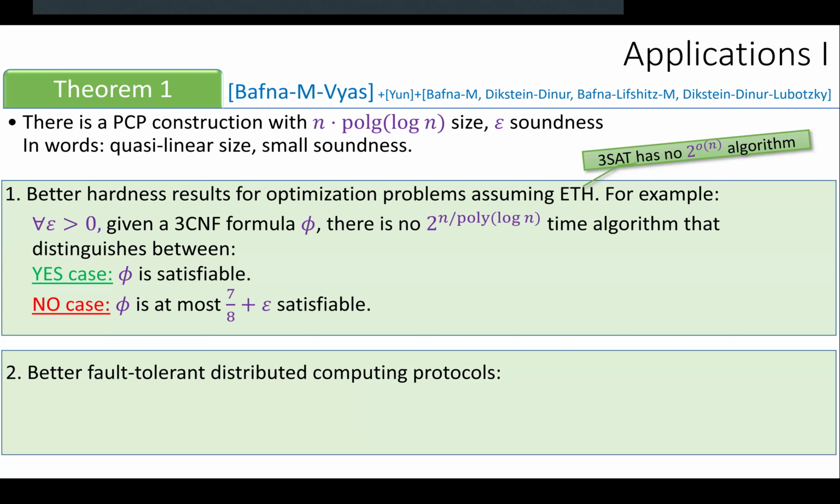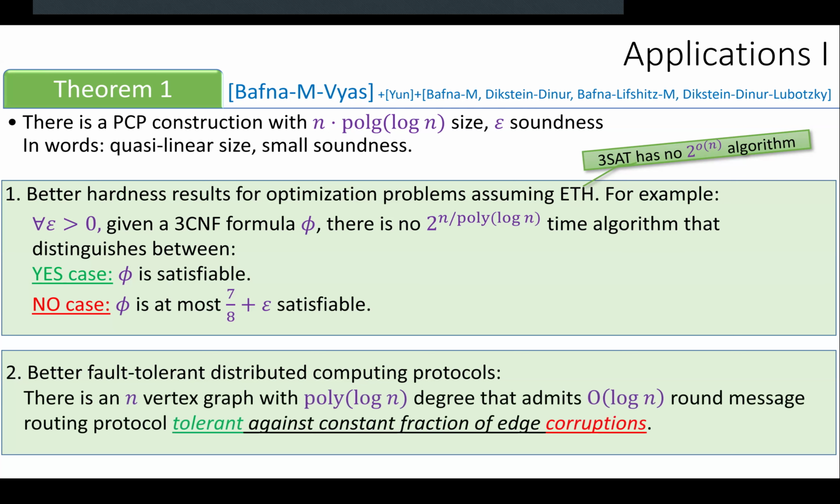Another application, which is not really an application of the theorem but rather of the techniques that go beyond it, is in what we call distributed computing. I'm going to say some words now which don't mean anything, but they're going to mean something later on. There is an n-vertex graph with small degree, which admits a good routing protocol for messages. So there might be some vertices that want to send messages to each other. There is actually a good way of doing it. I'm going to explain more about what it is later on.